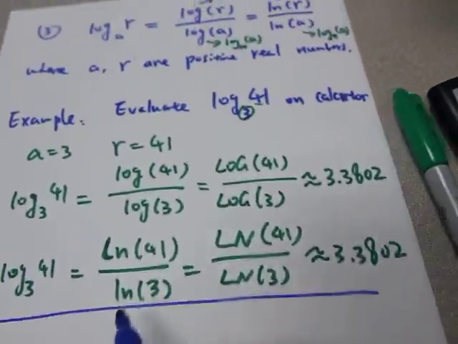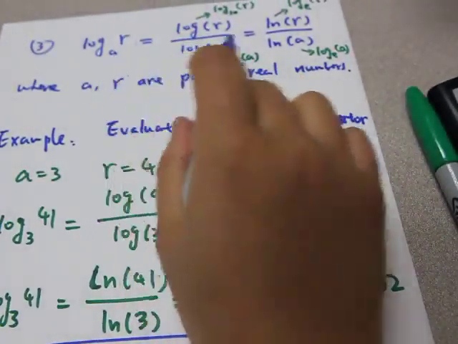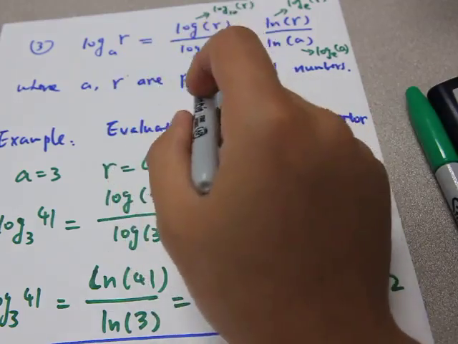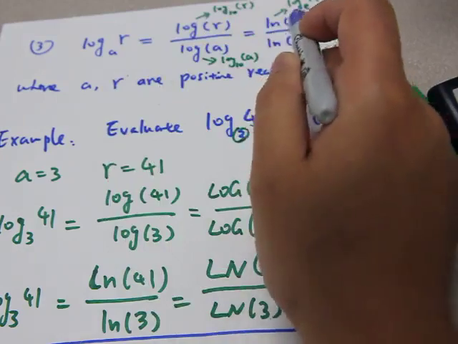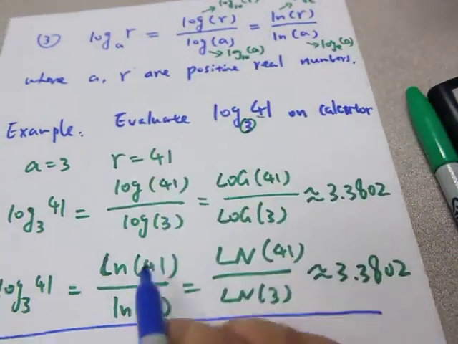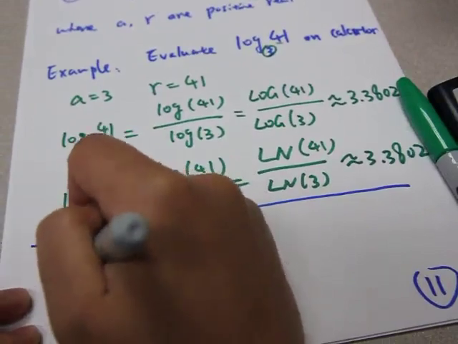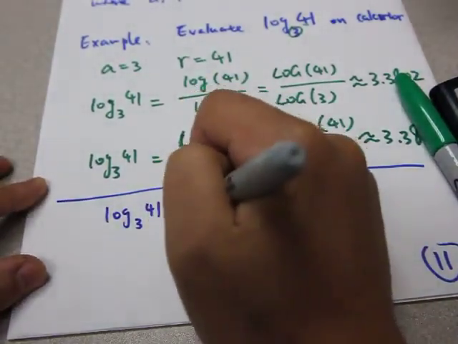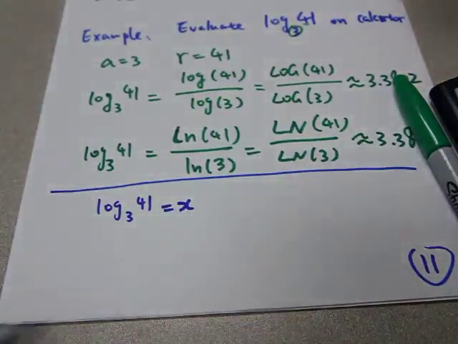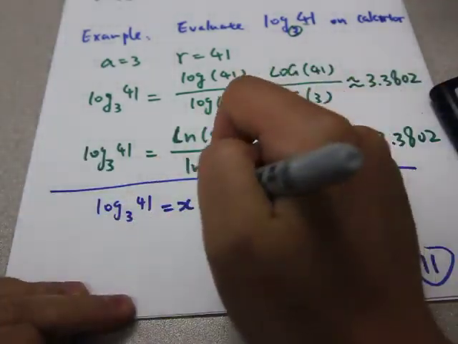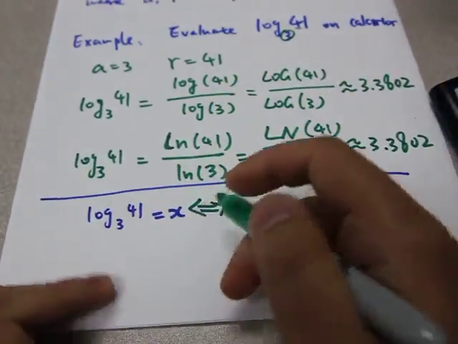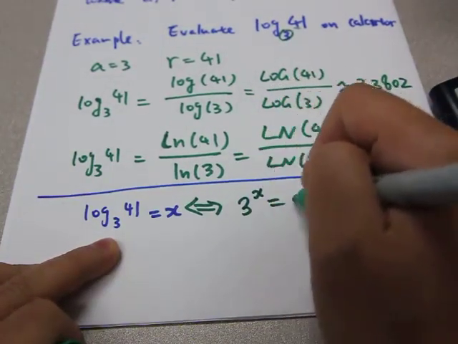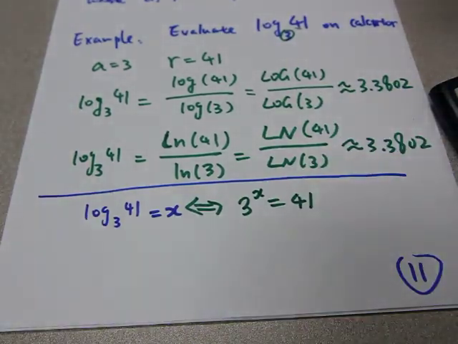So here let me show you why this property is true. Why can we use this ratio, the ratio of the common logarithm or the ratio of the natural logarithm, to evaluate this one? So let's see. Suppose we don't know what this equals, so we let this be x, right? When we rewrite this into exponent form, this is equivalent to 3 raised to the power of x equals 41, right?